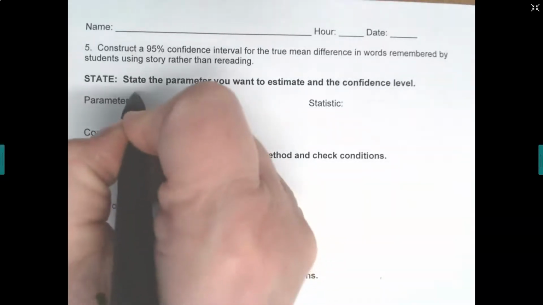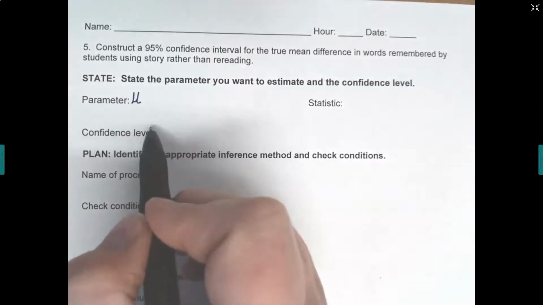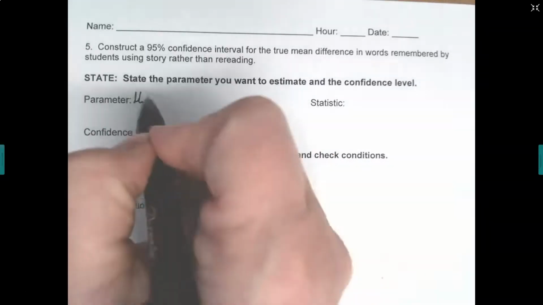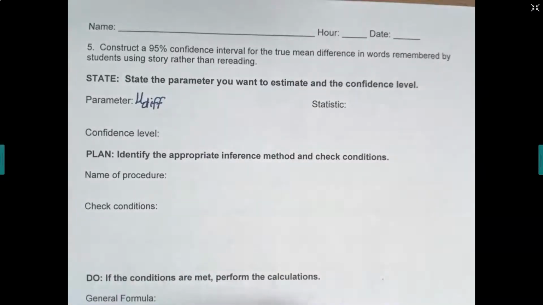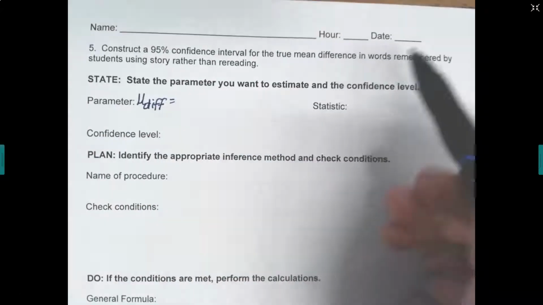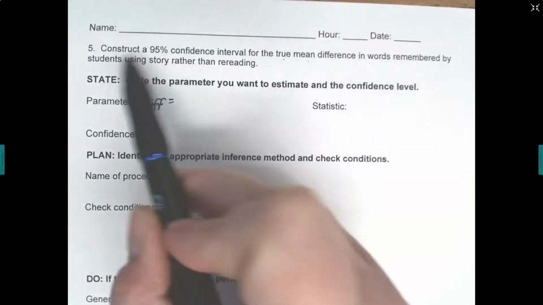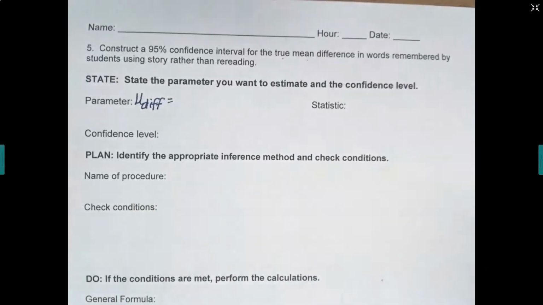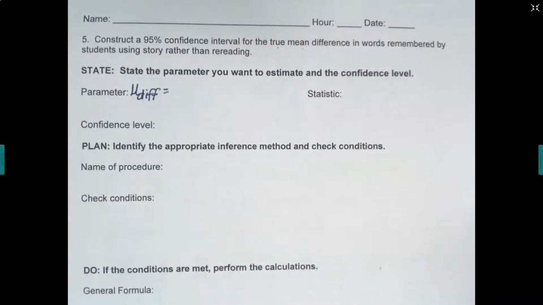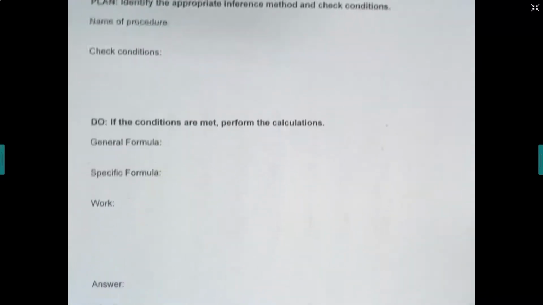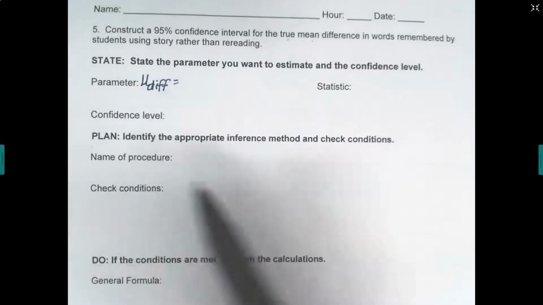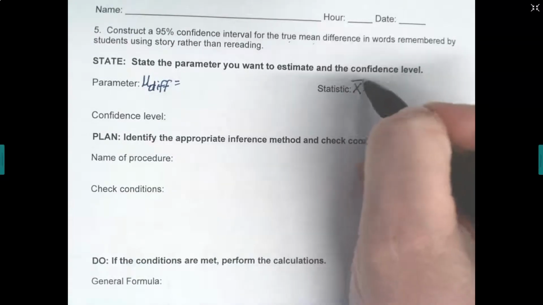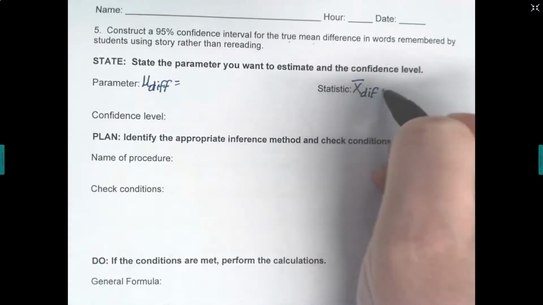So we're talking about means here, but we're not talking about mu1 minus mu2. Remember, we're only talking about the mean of the differences. So we call this mu diff. And then you just want to use these words: true mean difference in words remembered by students using story rather than rereading. I think you should be able to do the entire question completely on your own. That's where you should be right now. The only thing I want to show you is that mu diff is what you're going to define, and your statistic will be x bar diff.